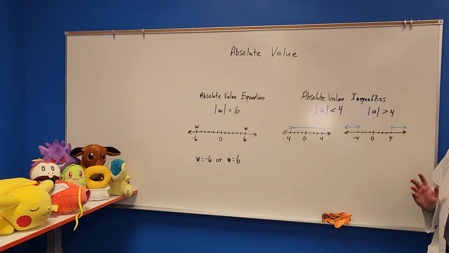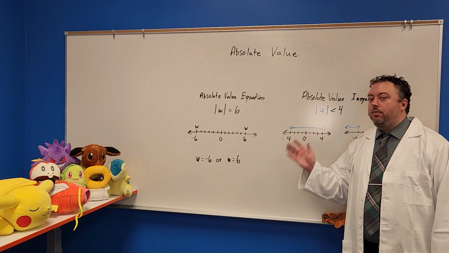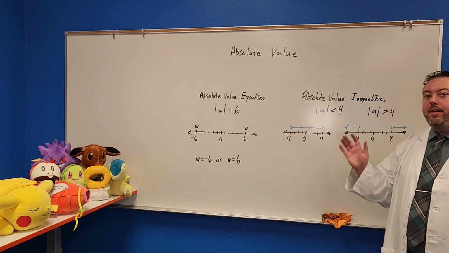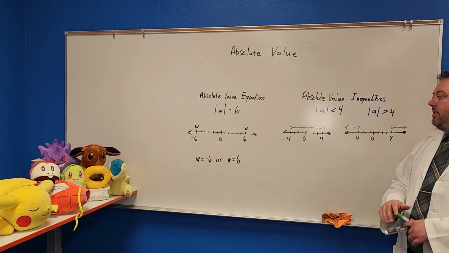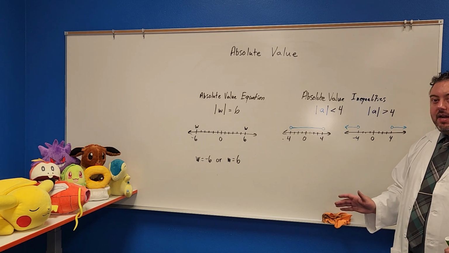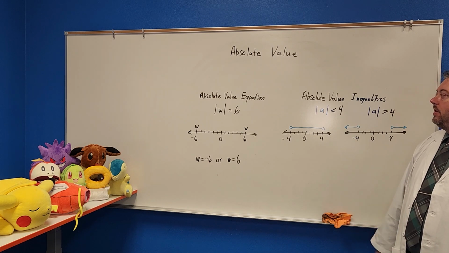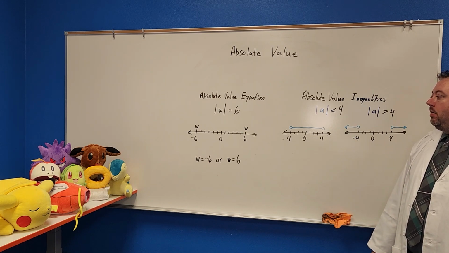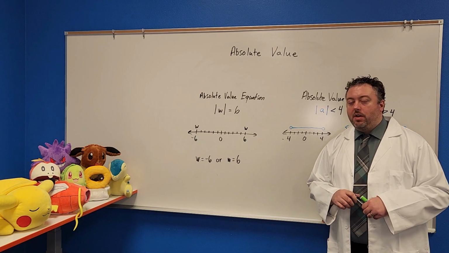The most important thing you can understand about absolute value is that the absolute value always represents the distance from 0. That is it. It is not about positives, it is not about negatives, it is always the distance away from 0. So hopefully that helps you for this Pokemon Professor review.